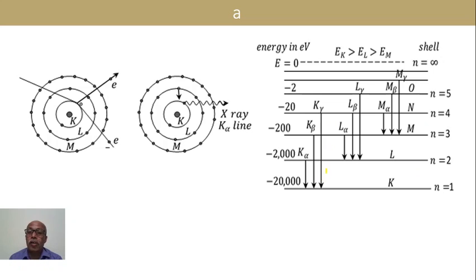Similarly, when the electrons make a transition from higher orbits to the L orbit, we get L X-rays. When the transition is from n equal to 3 to n equal to 2, we get the L alpha line. When the transition is from n equal to 4 to n equal to 2, we get the L beta line. When the transition is from n equal to 5 to n equal to 2, we get L gamma. Similarly, the transitions from higher orbits to the third orbit will give you the M X-rays, M alpha, M beta, M gamma, and so on.